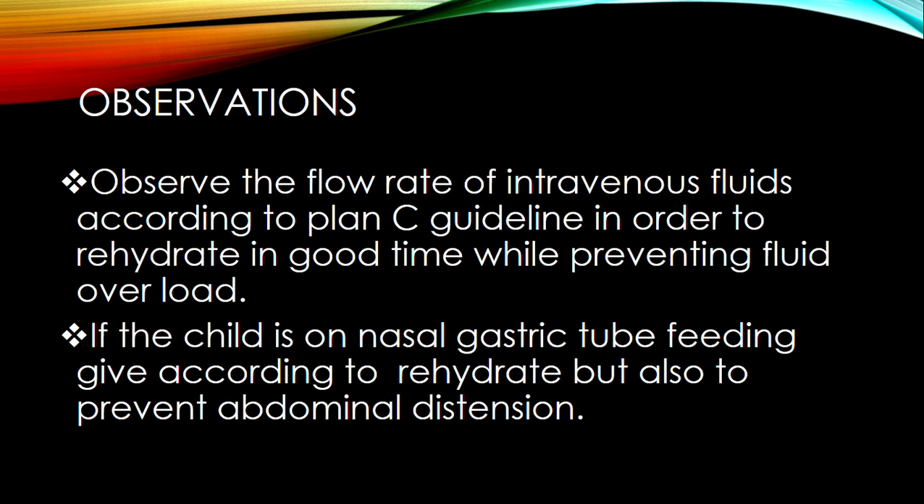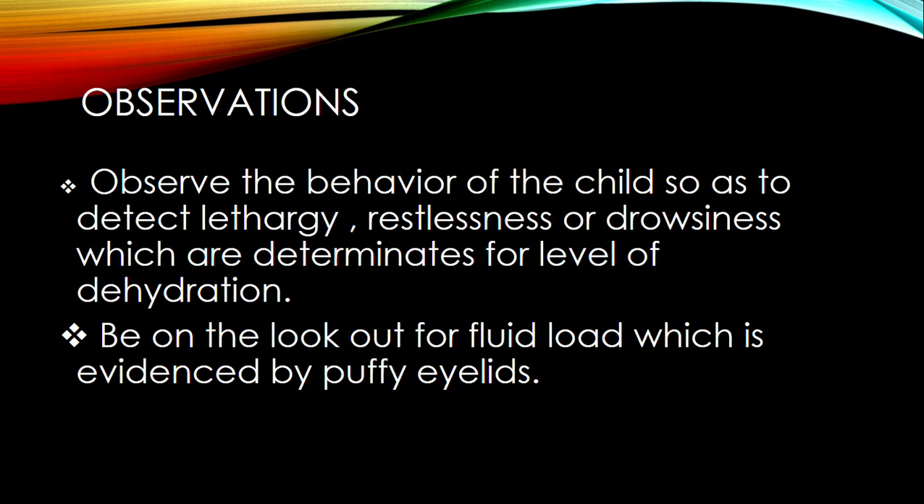Then if the child is on a nasogastric tube for feeding, give according to the amount that has been calculated, and observe for abdominal distension. Remember that we are putting this ORS directly into the stomach, so we want to observe for any abdominal distension. Then we also observe the behavior of the child so as to detect lethargy, restlessness or drowsiness, which are determinants of the level of dehydration.